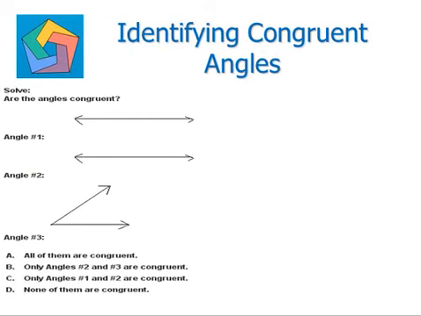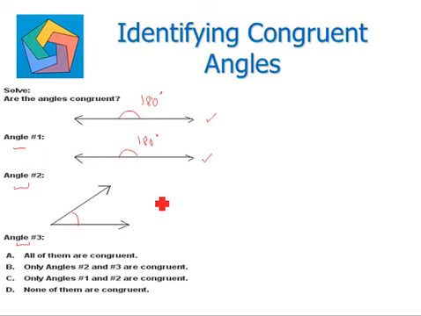Solve, are the angles congruent? Again we are given angle 1, angle 2 and angle 3. Here we see angle 1 is a straight line, angle 2 is also a straight line, whereas angle 3 is an acute angle. Now in angle 1 and angle 2, since they're straight lines, the measure of both of them is 180 degrees. Whenever we see a straight line, the measure of those angles is 180 degrees. So that means angle 1 and angle 2 are congruent while angle 3 is not.